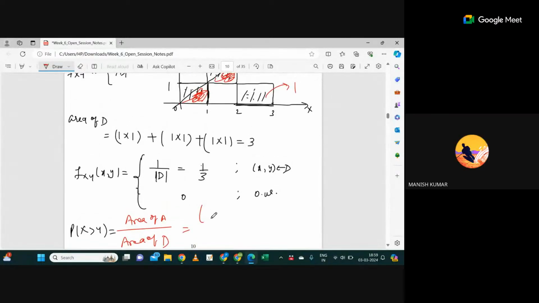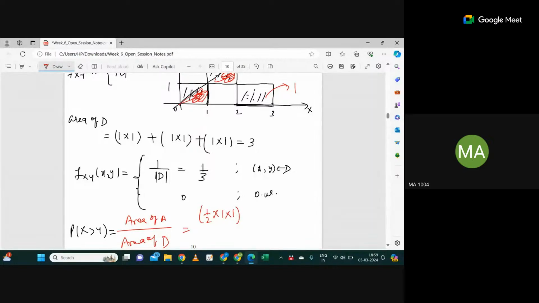In the numerator part, tell me. 2 by 3, sir. It will be 1 by 2 first of all. Half plus 1. Why are we taking half? That is the area of a triangle, sir. Area of a triangle: half into base into height.